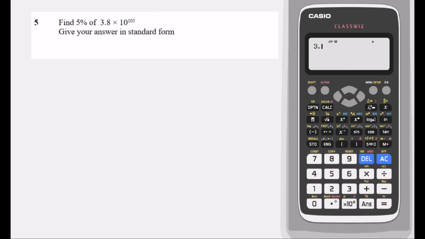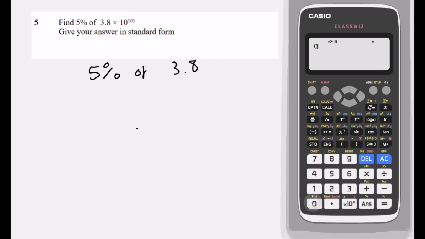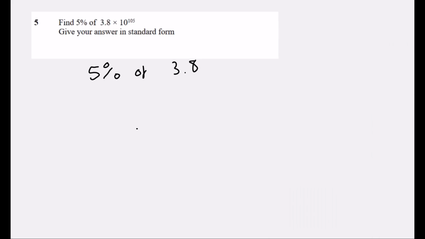Question 5. Find 5% of 3.8 times 10 to the power of 105. So this is an interesting question because if you type in 3.8 times 10 to the power of 105, the calculator might give you an error. So the number's actually too big for the calculator, but we can find 5% of 3.8. Either 5% times or 0.05 times 3.8 gives us 0.19. So 5% of 3.8 is 0.19.